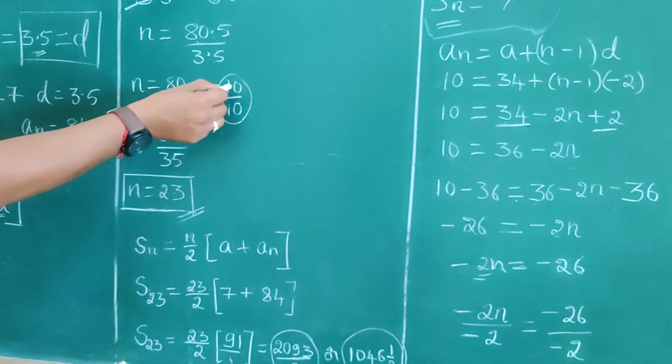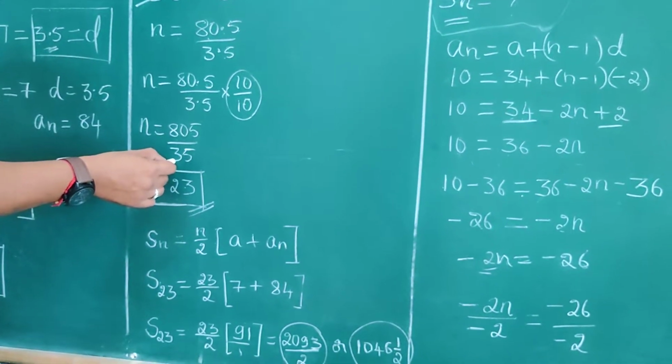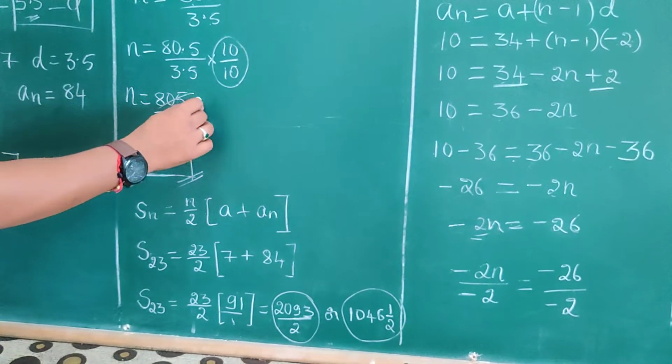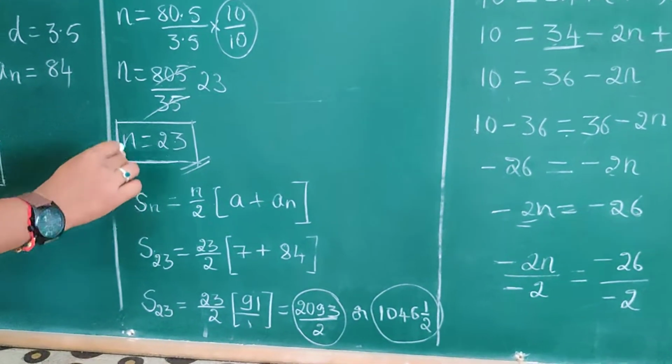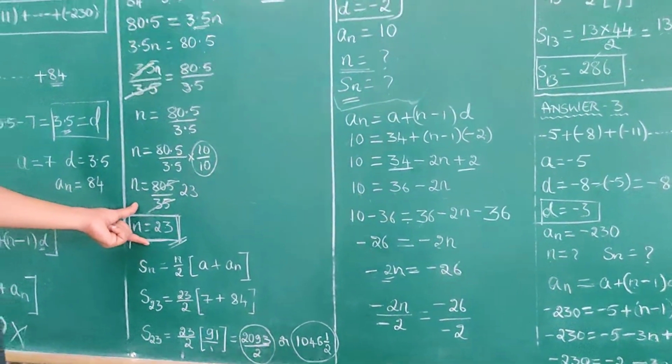Now 80.5 into 10 is 805. 3.5 into 10 is 35. 35, how many times is 805? It is 23 times. Therefore, n is equal to 23. Now we have got n is equal to 23.